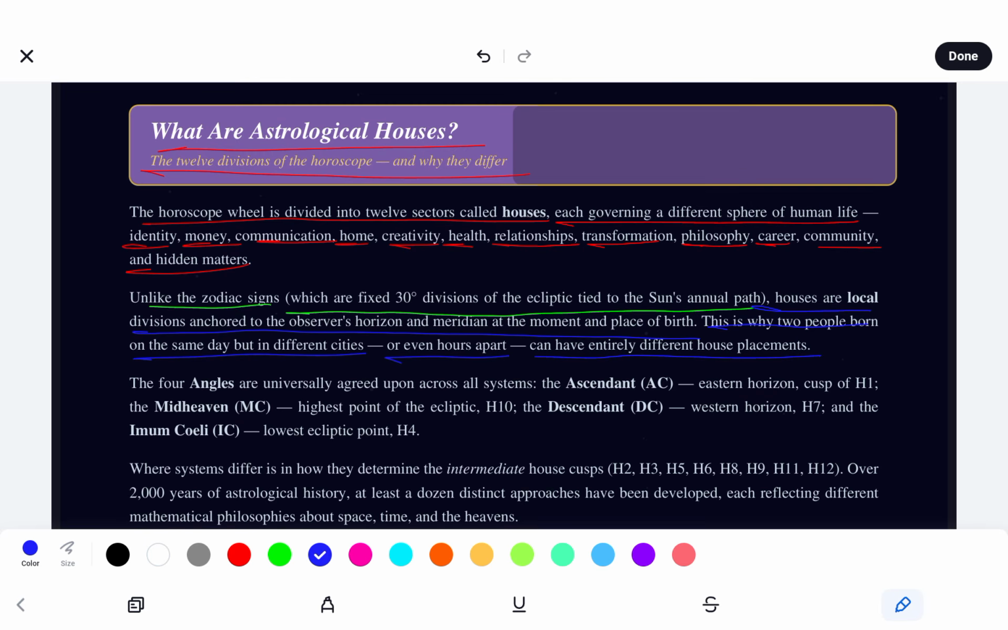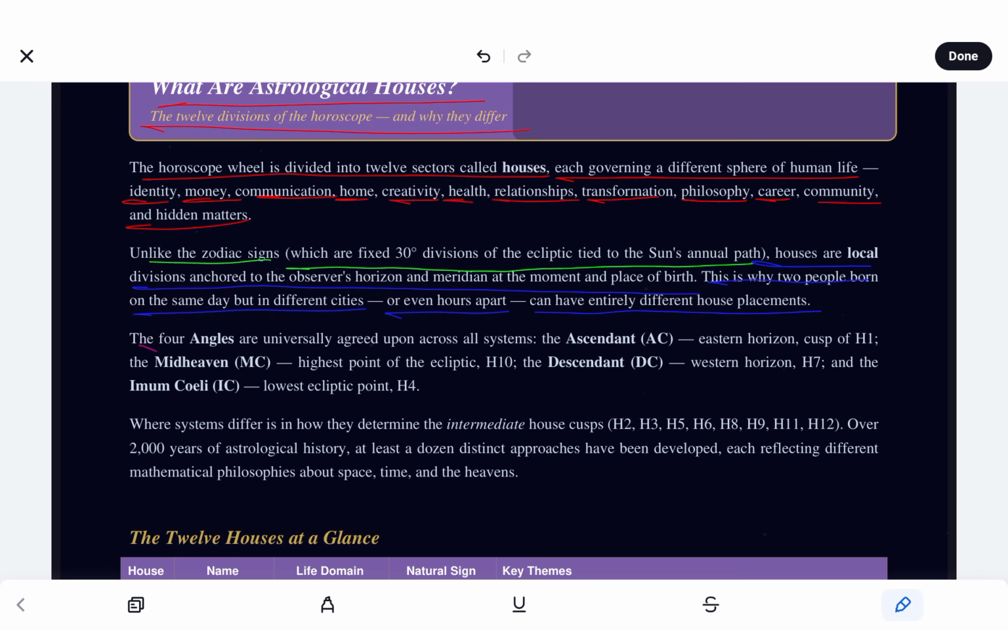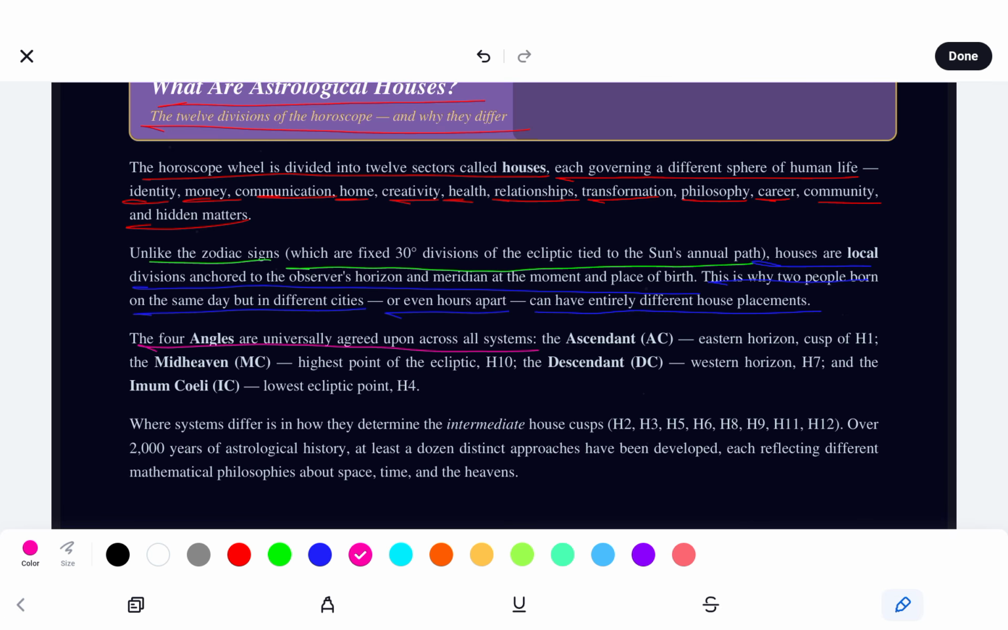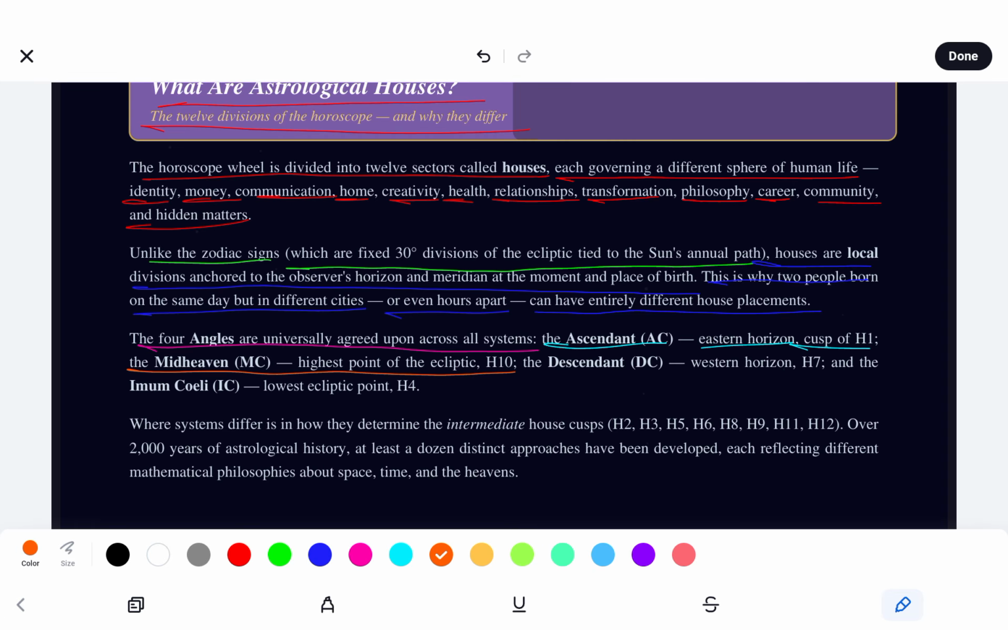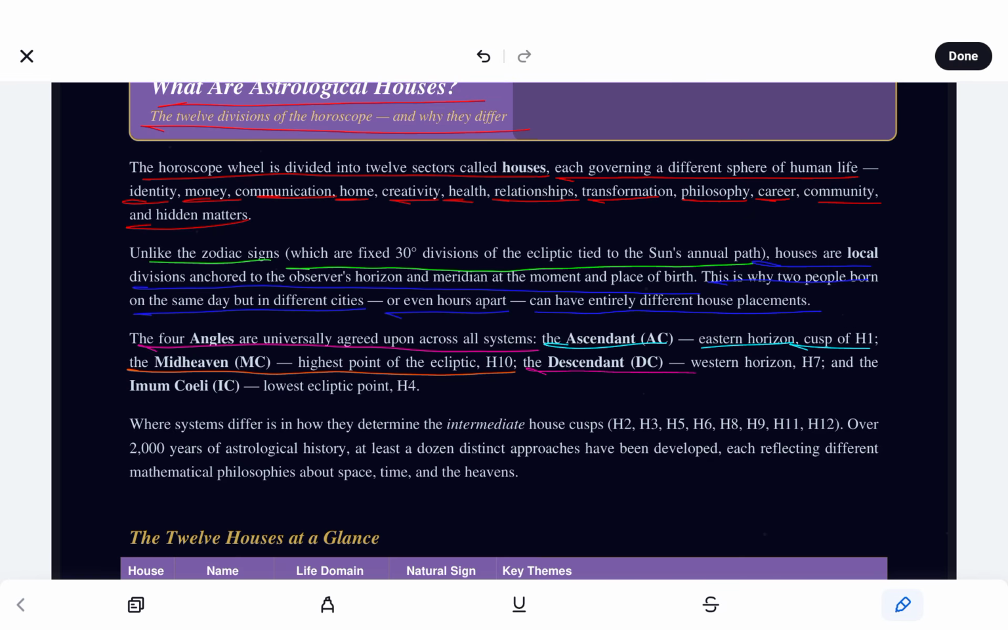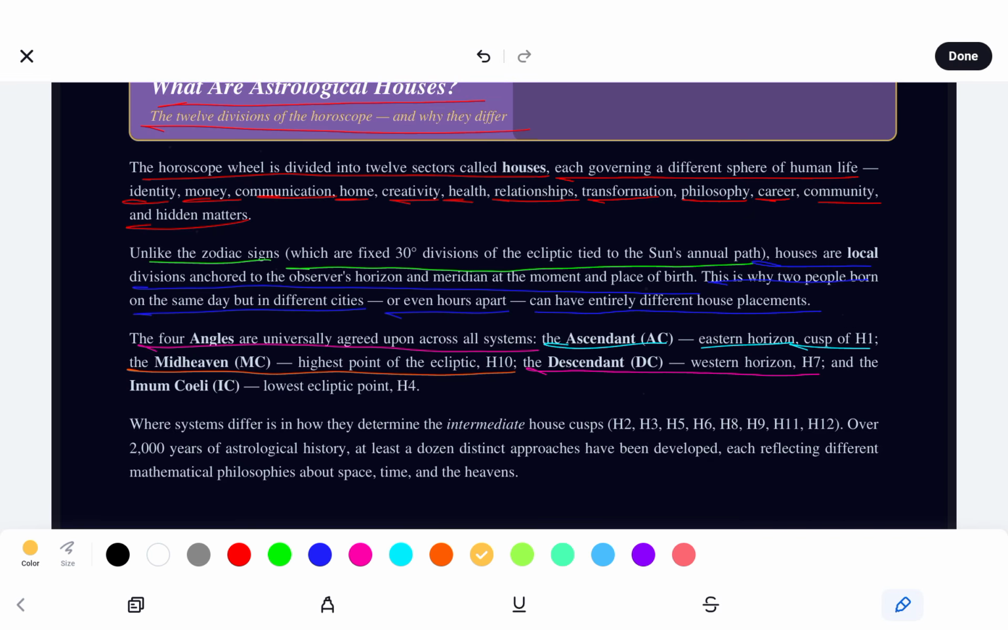can have entirely different house placements. So the 4 angles are universally agreed upon across all systems. The Ascendant, the eastern horizon, which is the cusp of the first house. The Midheaven, the highest point of the ecliptic, 10th house. The Descendant, western horizon, 7th house. And the Imum Coeli, lowest ecliptic point, 4th house.